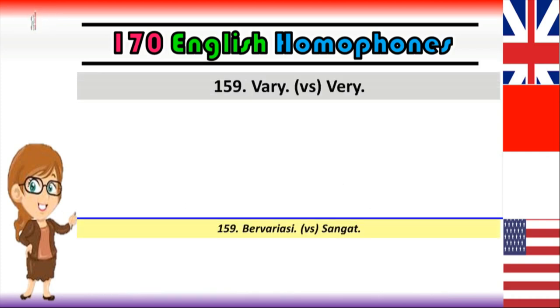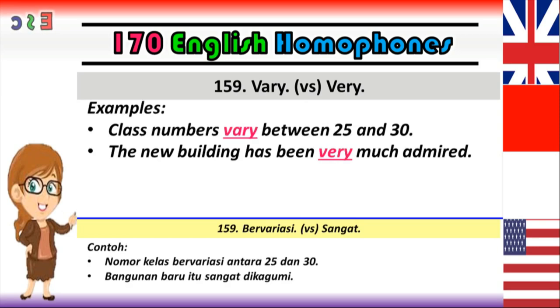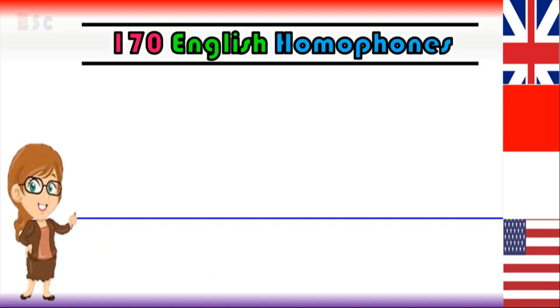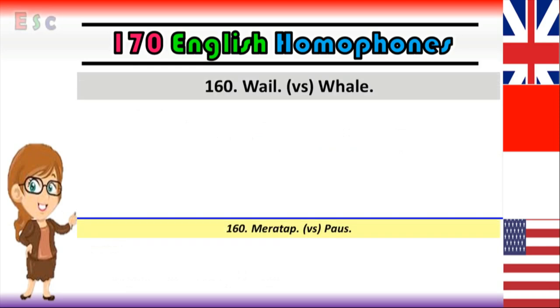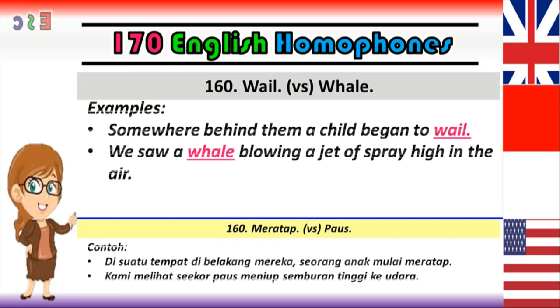159. Vary versus very. Examples: Class numbers vary between 25 and 30. The new building has been very much admired. 160. Wail versus whale. Examples: Somewhere behind them a child began to wail. We saw a whale blowing a jet of spray high in the air.